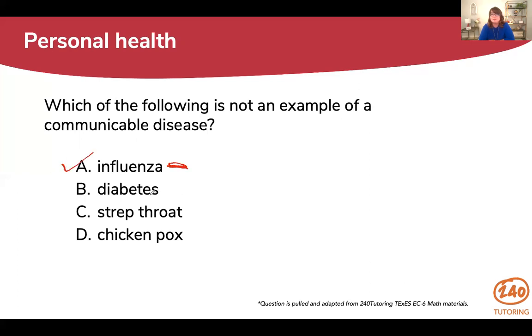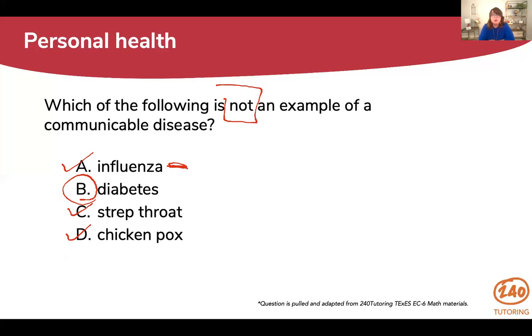Diabetes. If diabetes were contagious, a lot more people would have diabetes. This is not passed from one person to another. So this is our answer. This is not an example of a communicable disease. Strep throat is passed from one person to another. Chickenpox is contagious. We can pass it from one person to another.